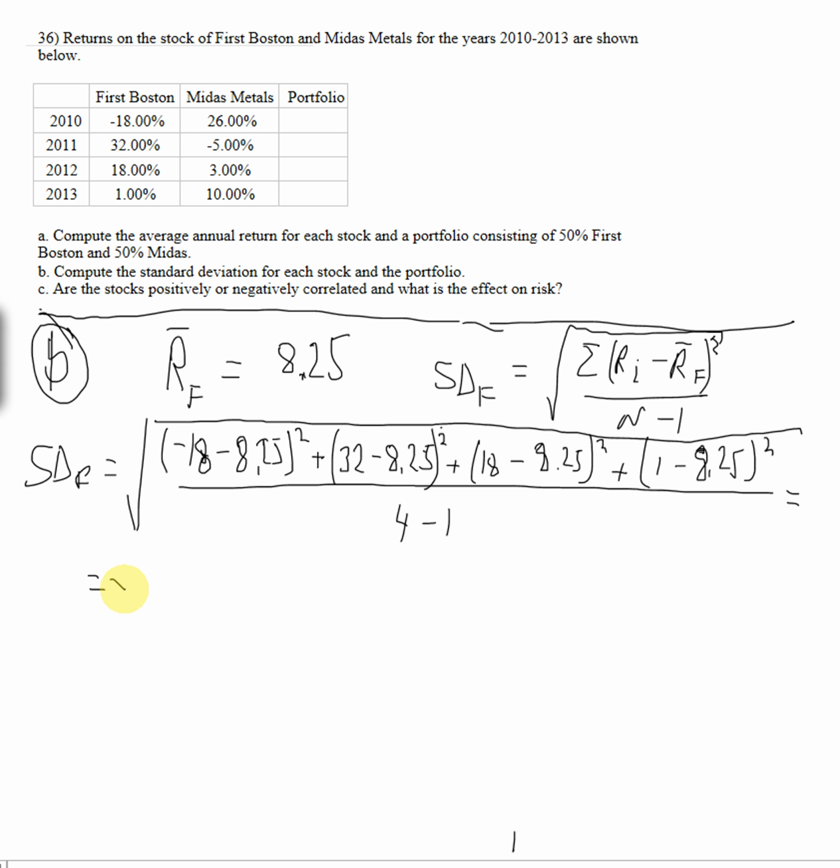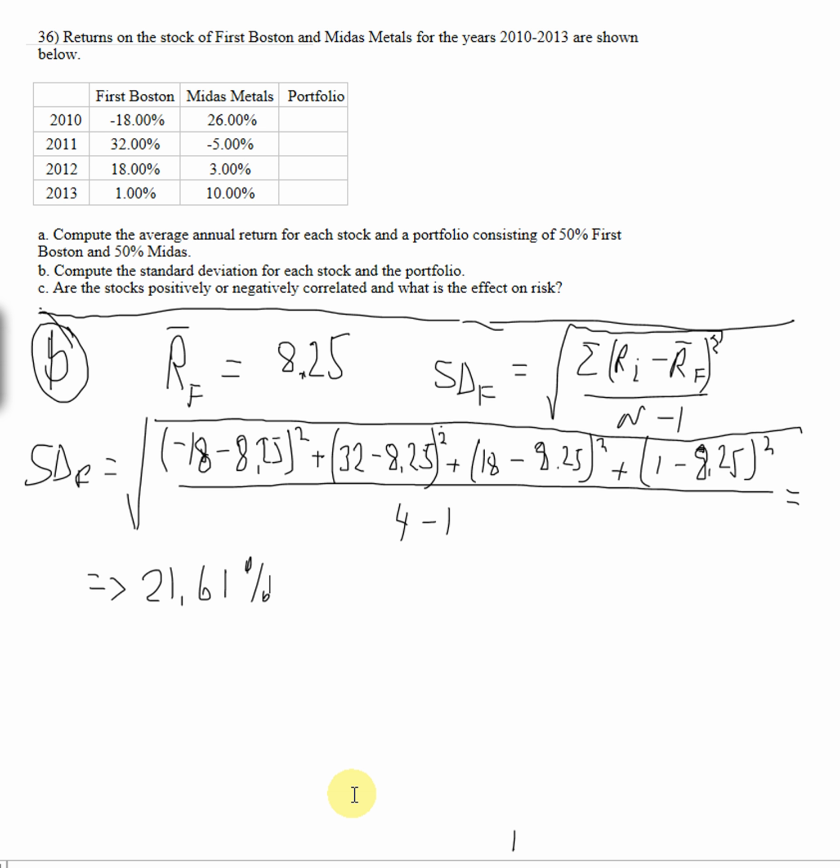Now, as you can see, it's a very simple question. It's not difficult. In the class, for some reason, you found it difficult, but it is not. It's very, very easy. So now the standard deviation for First Boston is, if you calculate this and take the square root of that value, 21.61%.